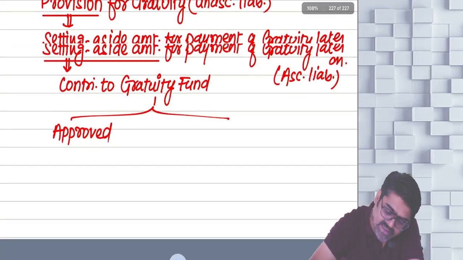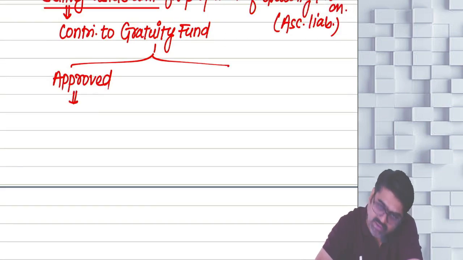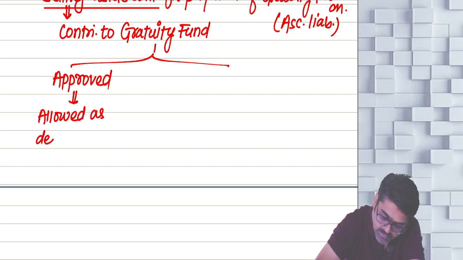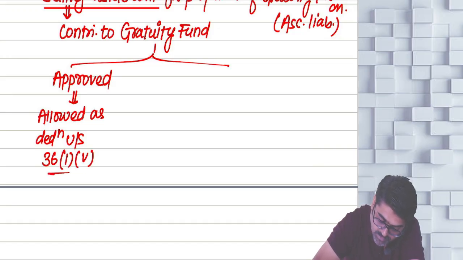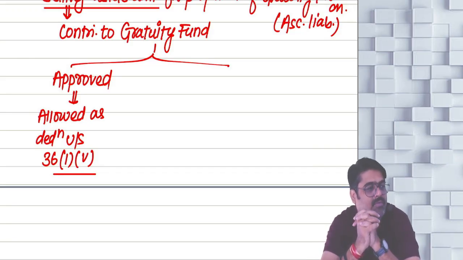Now when I set aside that amount to an approved gratuity fund, meaning whatever contributions I have made in this year to my approved gratuity fund, don't you think that contribution is allowed as a deduction under section 36 subsection 1 clause 5, if you remember, subject to 43B. 36 subsection 1 clause 5, I have already taught you this. If you contribute to the approved gratuity fund of your employee, that contribution is allowed as a deduction.